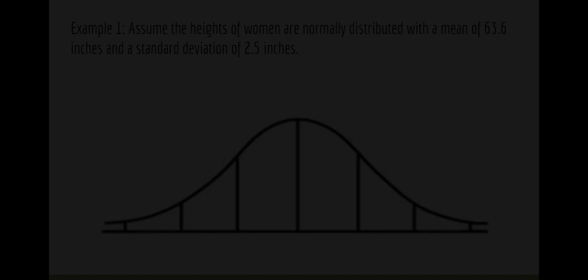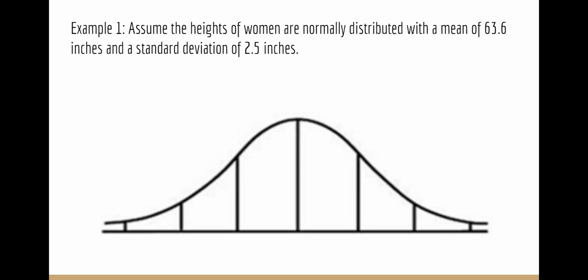Okay? So let's put this to work. Example number 1, assume the heights of women are normally distributed with a mean of 63.6 inches and a standard deviation of 2.5 inches.